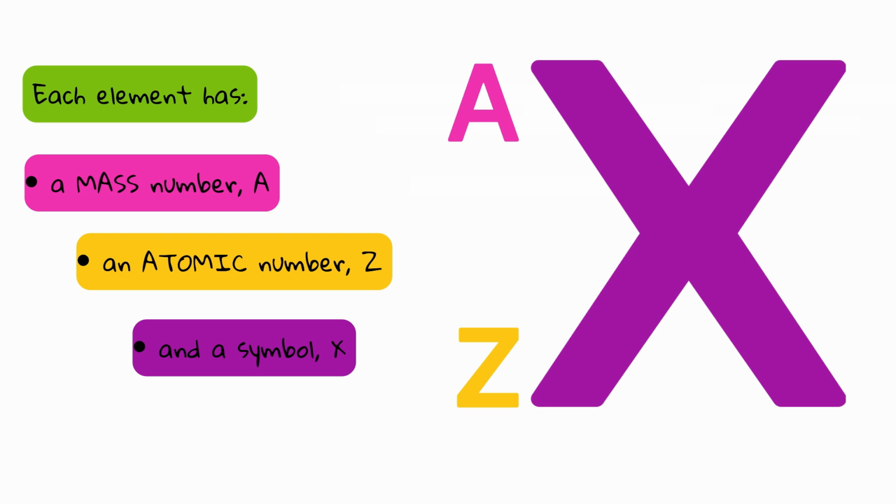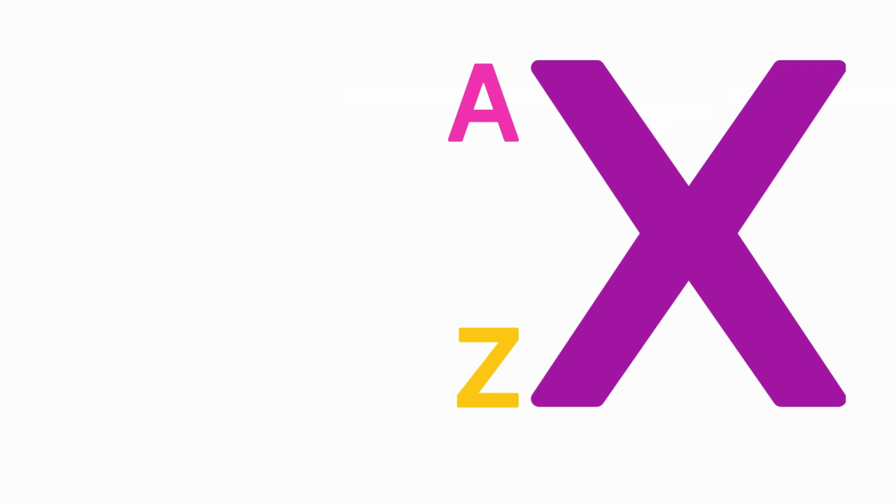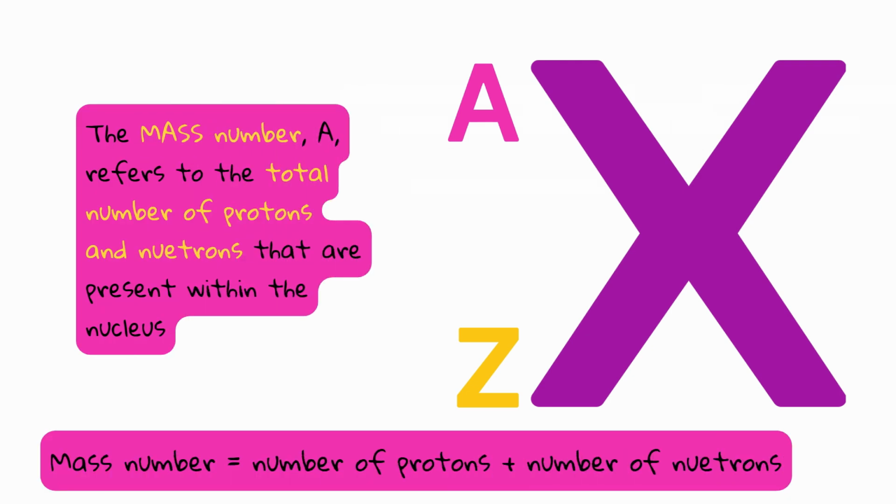Each element has a mass number A, an atomic number Z, and a symbol X. The mass number A refers to the total number of protons and neutrons that are present within the nucleus, where the mass number is equal to the number of protons plus the number of neutrons.